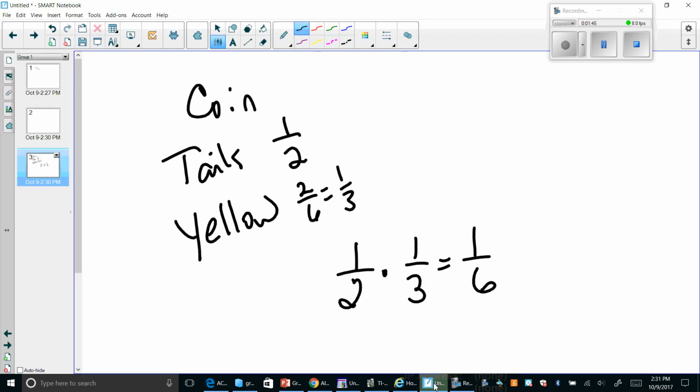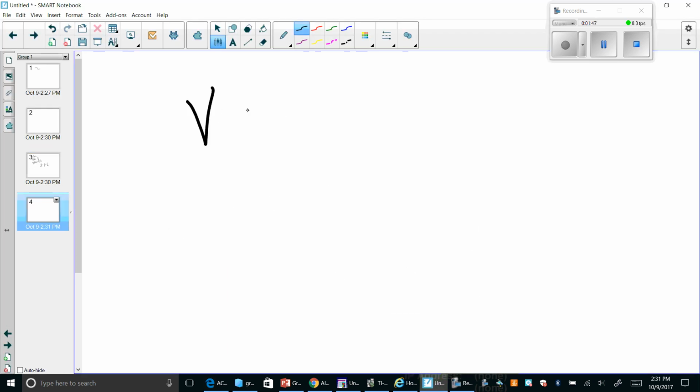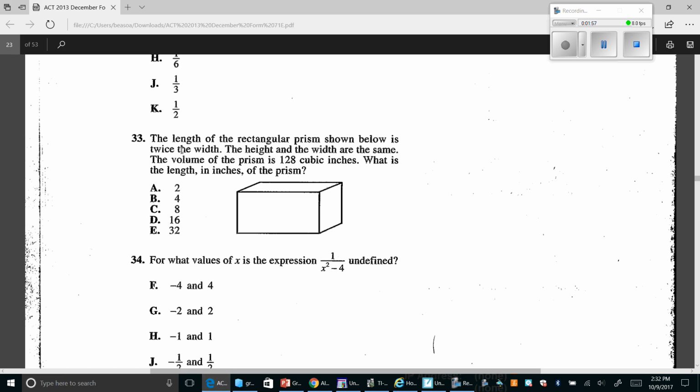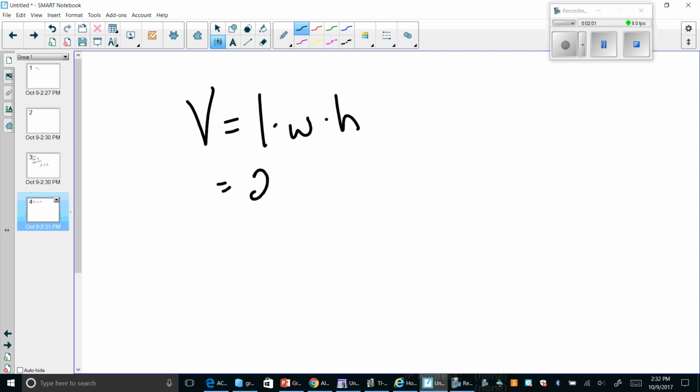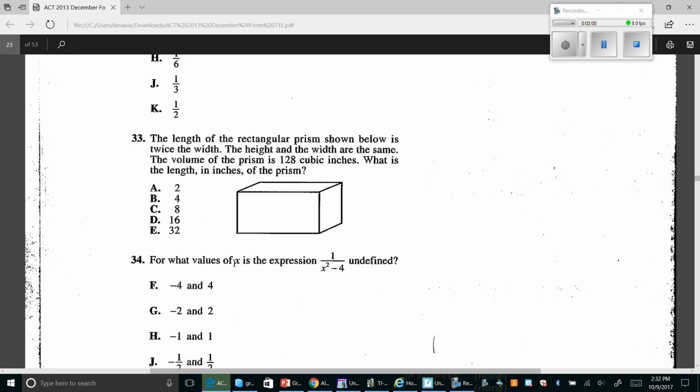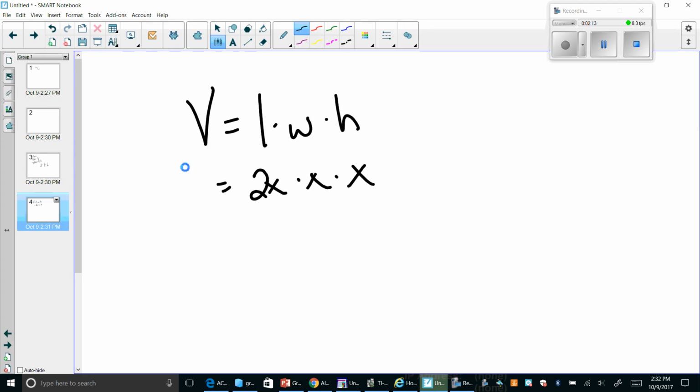All right, so the volume is length times width times height. And they tell me that the width and the height are the same, and the length is twice the width. So I'm going to make the length 2x, and the width and the height both x. And they tell me, I'm sorry I'm having to jump back and forth, that the volume is 128, and they want the length. So volume is 128, length is 2x, width is x, height is x.